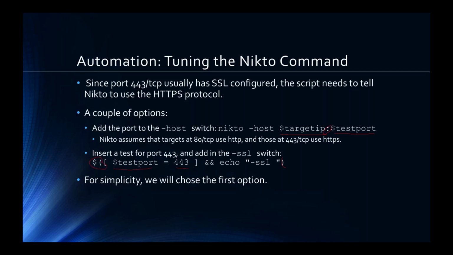And because we've nested this within the $parentheses tags here to tell bash, I want you to run this command, and then whatever is output, drop into the command line, it'll actually end up adding -SSL space to the Nikto command line. And then maybe if you have a bunch of systems on port 8443, you can look for port 8443 and then automatically drop the -SSL switch into the Nikto command line. For simplicity's sake, we're going to just go ahead and use the first option in the script that we're building.